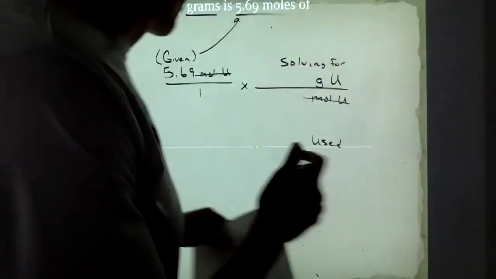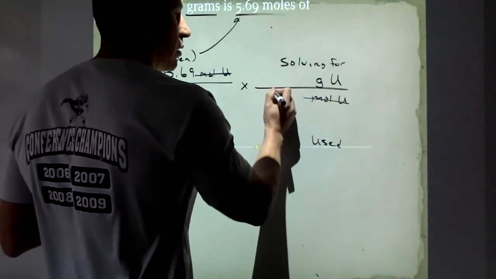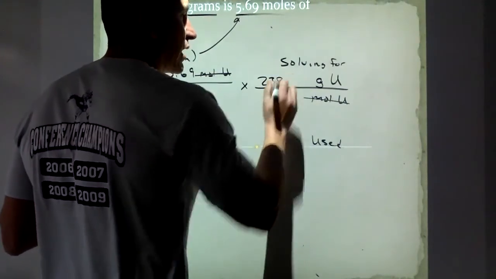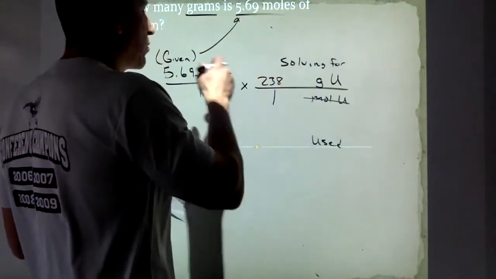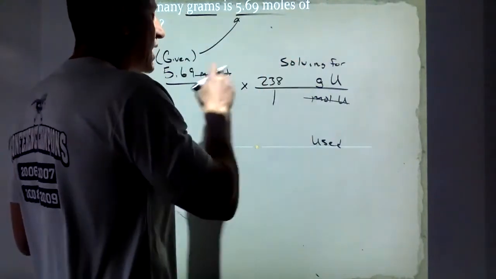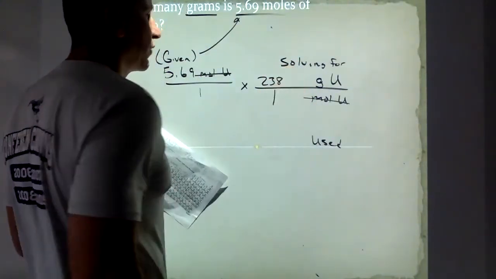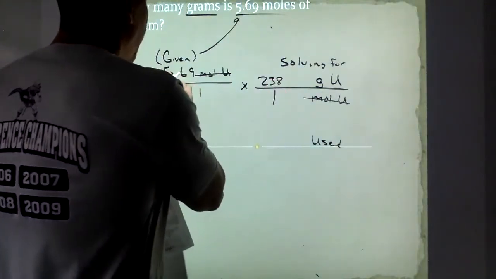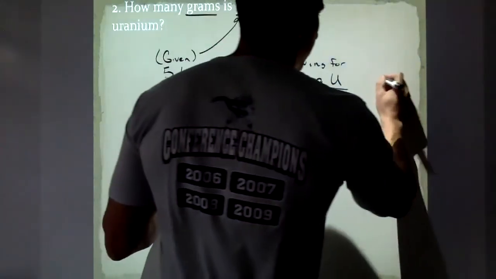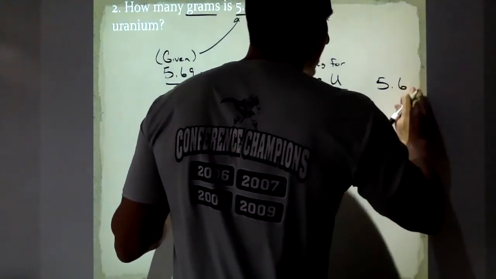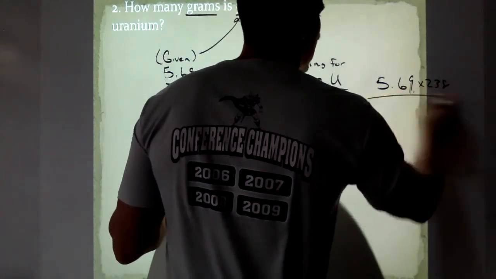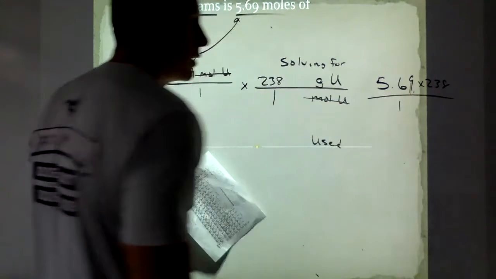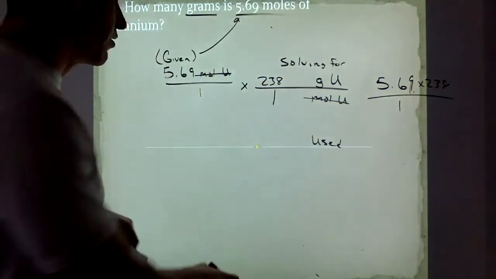Okay, its molar mass or its atomic mass is 238. So we're going to put 1 mole as 238 grams. Again, these are flipped, but on the last problem, we were given grams and had to solve for moles. Now we're given moles and we have to solve for grams. So those flip. So mathematically speaking, 5.69 times 238. We multiply everything that's on the top, 5.69 times 238, divided by everything on the bottom, which is just 1. So 5.69 times 238.